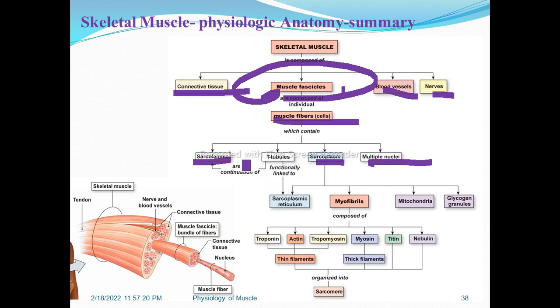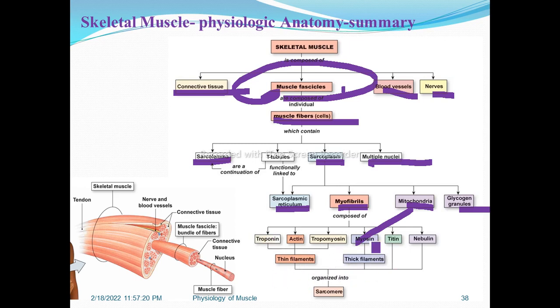T-tubules are a continuation of sarcolemma, and T-tubules are functionally linked to Sarcoplasmic Reticulum. Sarcoplasm is an area which contains Sarcoplasmic Reticulum, myofibril, mitochondria, and glycogen granules. Myofibril is composed of troponin, actin, tropomyosin, titin, nebulin, and myosin. Myosin is thick filament, and troponin, actin, tropomyosin, and titin are thin filament. Actin is the primary thin filament, and myosin is the primary thick filament.